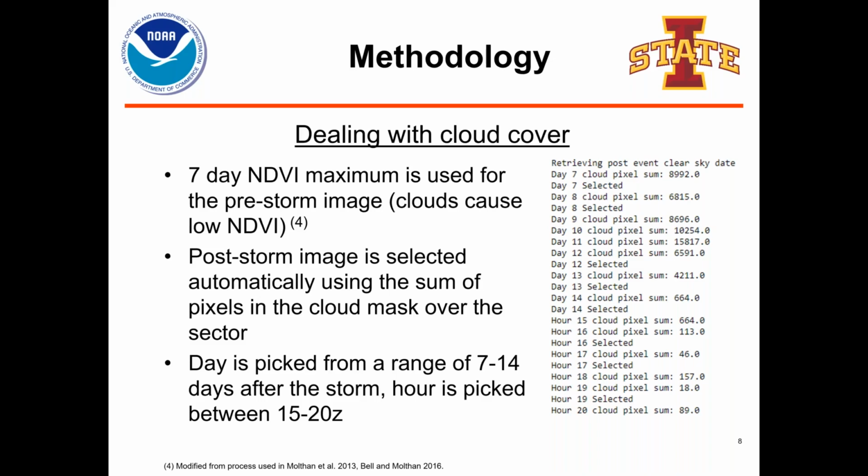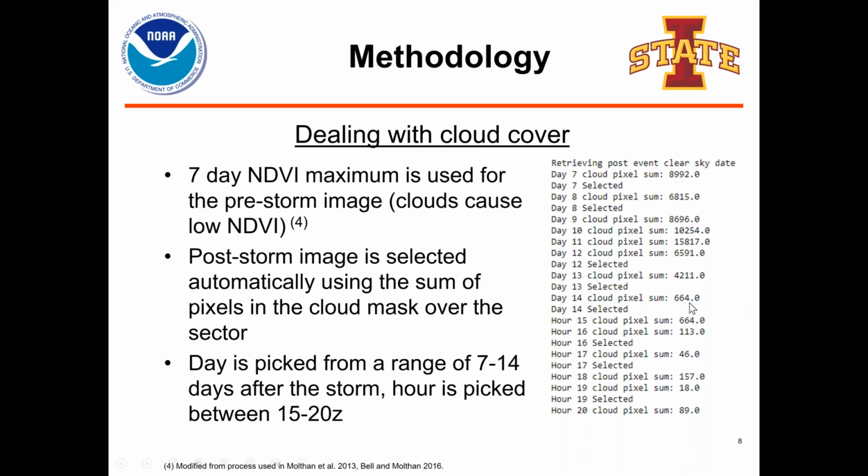For every day, it's going to look for the lowest number of clouds in that cloud mask over your area. In this case, in the image on the right, it selected day 14 in that period, which had 664 total cloud pixels, significantly less than the other days, which had on the order of several thousand, even up to 10,000.